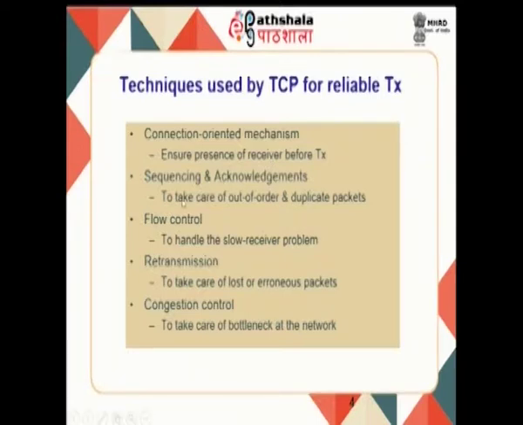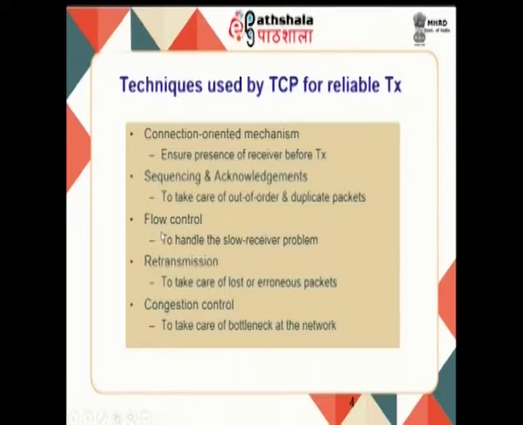Second thing is TCP adds some kind of sequencing and acknowledgement information. That is, it gives some numbers to the data that are being sent, so that you can handle out of order packets, duplicate packets and so on. Similarly, to make sure that packets have reached the other side correctly, it also makes use of acknowledgements. The acknowledgements will tell you that packets are reaching the other side correctly. So, you can use these sequence numbers and acknowledgement numbers to take care of out of order and duplicate packets and so on.